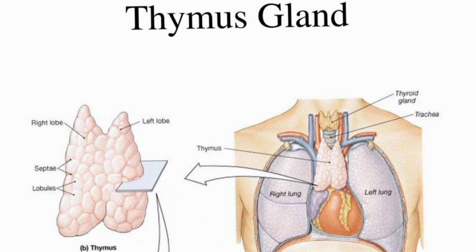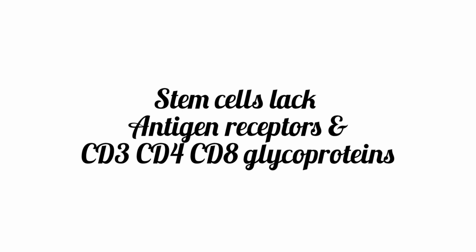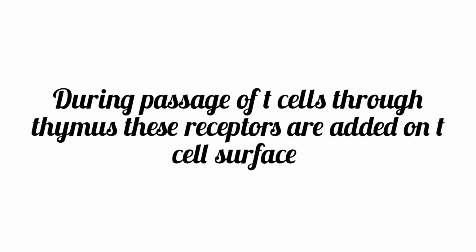The T cell precursors differentiate into immunocompetent T cells within the thymus. Thymus is a lymphoid gland that is situated in the thoracic cavity above the lungs. So the T cells mature in the thymus, and that's why they are known as T cells, because the T stands for thymus. Stem cells lack the receptors for recognition of the antigen, and they also lack other glycoprotein receptors or molecules that are present on the surface of the T cell, which include the CD3, CD4, and CD8 molecules. But during the passage of T cells through the thymus, these receptors are produced on the surface of the T cells.